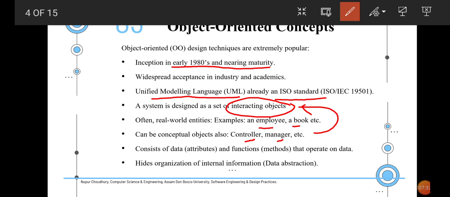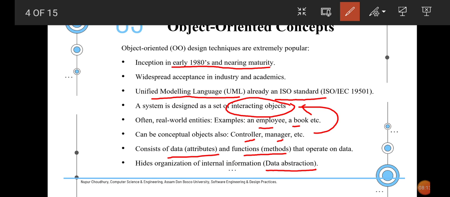Since we are talking of an object, it definitely has data or attributes related to it, and functions or methods which operate on that particular data. And most importantly, it also carries certain properties of object oriented concepts, such as data abstraction. So basically it hides the internal information, and you can only see a black box view of the entire system, or a very important view of the system, but you will not be given full access to the system.